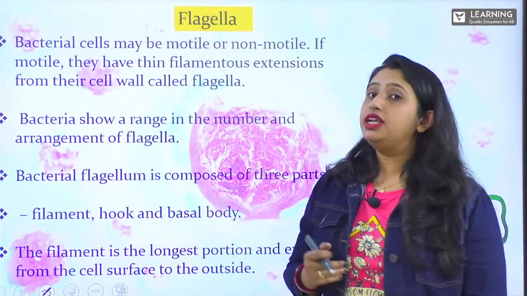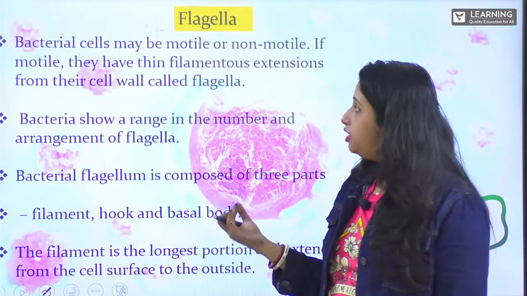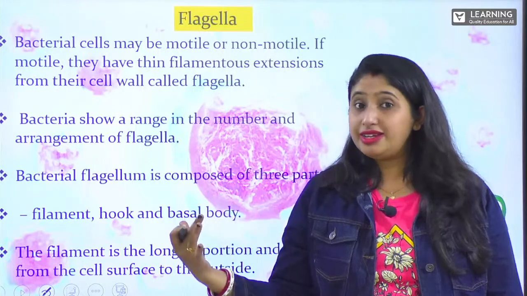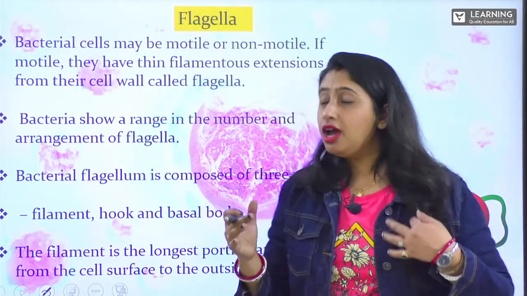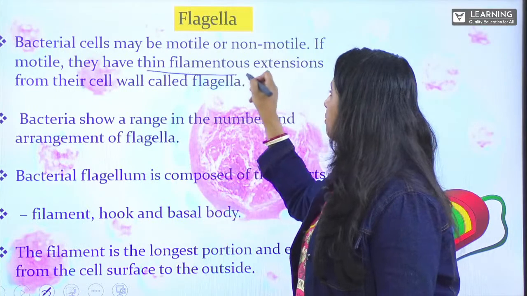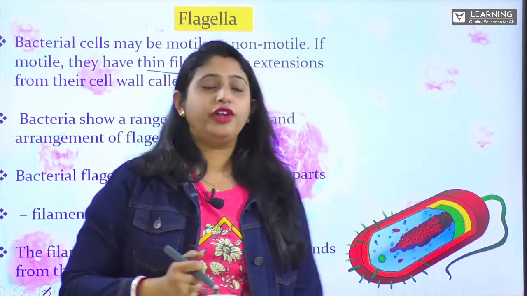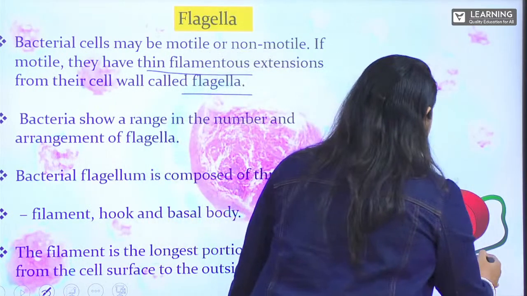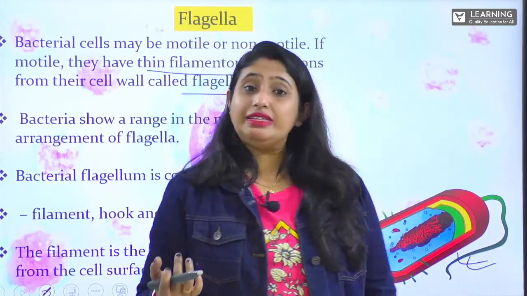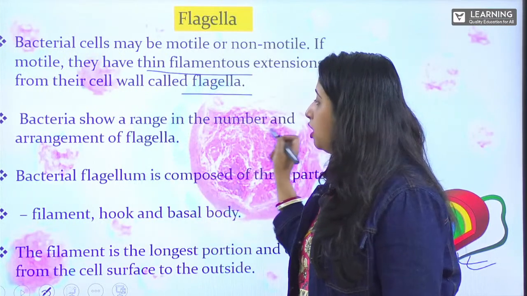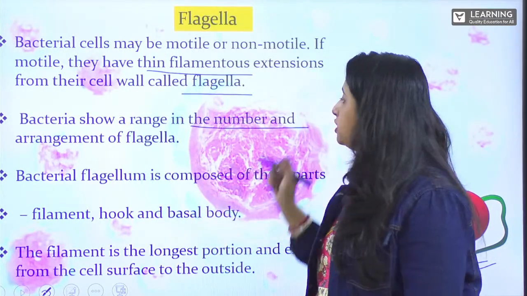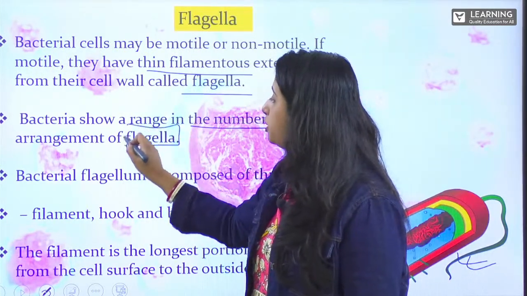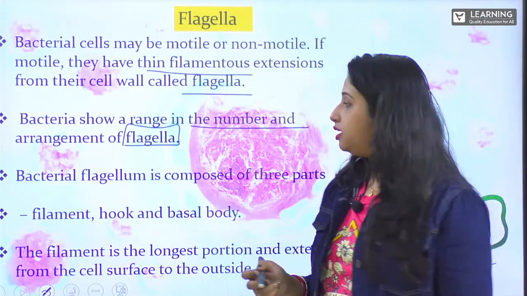The bacterial cell can be motile or non-motile. Some of the bacteria will be motile, some will be non-motile, that is, they cannot move. Clear? So it has got a thin filament. This thin filament is known as flagella. Bacteria show a range in the number and the arrangement of flagella, so it also differs from bacteria to bacteria.